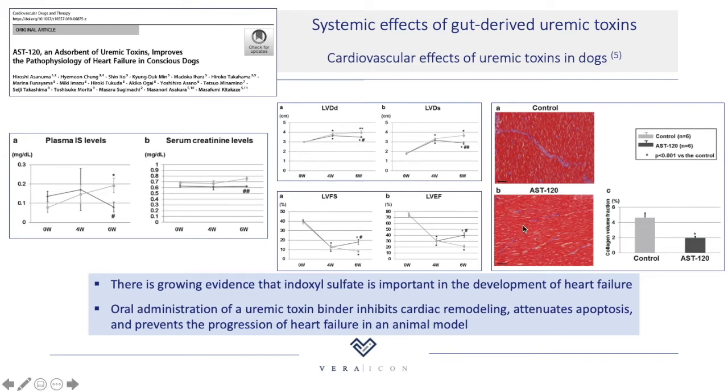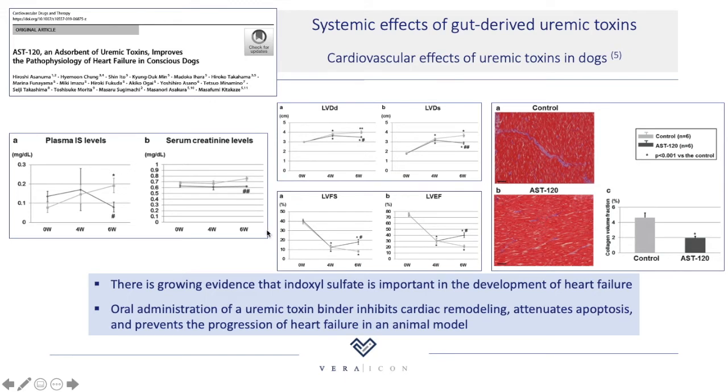They also took tissue samples from the heart, and what they could show here is that dogs that were treated, and this is the molecule that was used, AST 120, when these dogs were treated, they had much less collagen in the heart muscle compared with control dogs. So there was much more apoptosis, much more cardiac remodeling in dogs that were treated with a placebo compared to dogs treated with a uremic toxin binder.